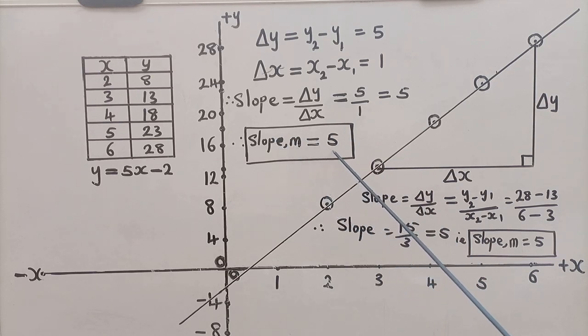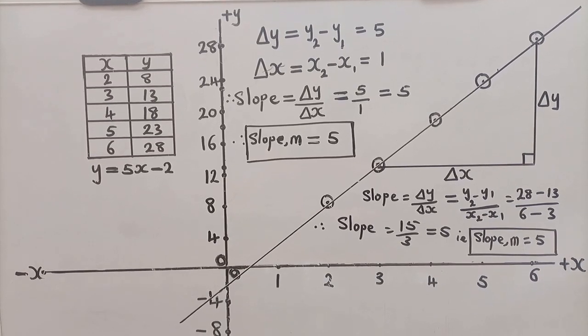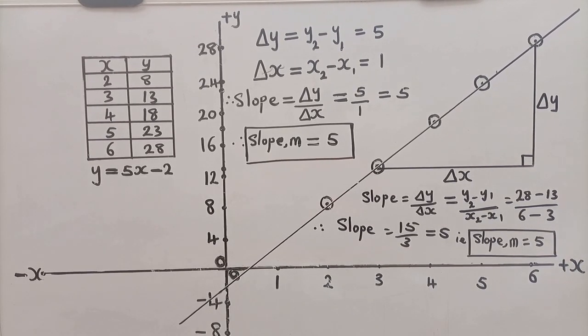This is a slope we found by means of table. This is a slope we found by means of the line of best fit, the Cartesian sketch. What about the intercept? Let us see how to go about it.